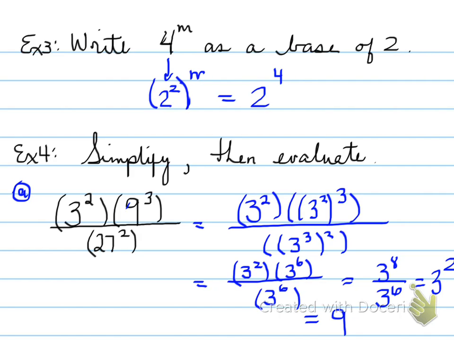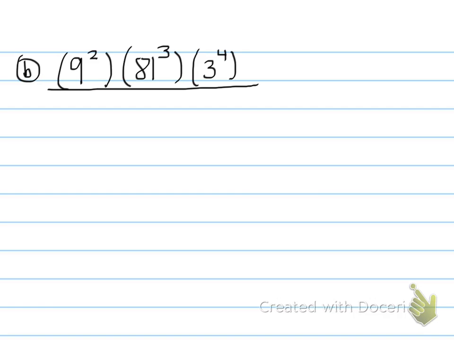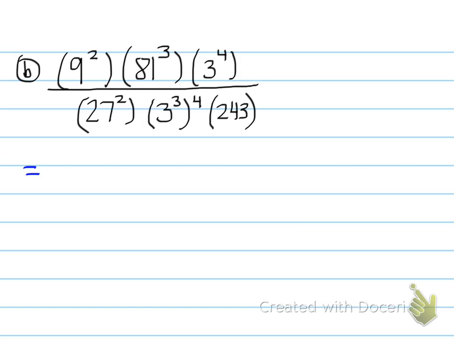Let's look at the next question. All right, looking at the top, how did that change? Very important that you note here, even if I wrote 4 to the power of m as a base of 2, I could take 4, still convert it to a base of 2, and with the m exponent, you multiply those two across. All right, part B. 9 squared times 81 cubed times 3 to the 4 over 27 squared times 3 cubed to the 4 times 243. Write everything as a base of 3.